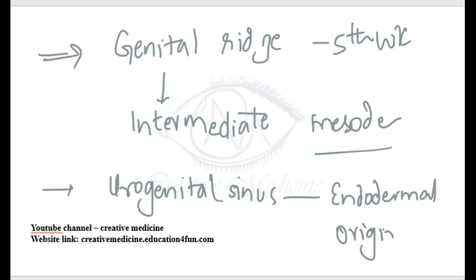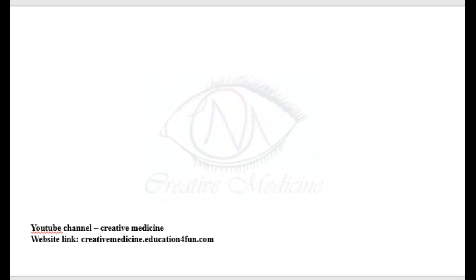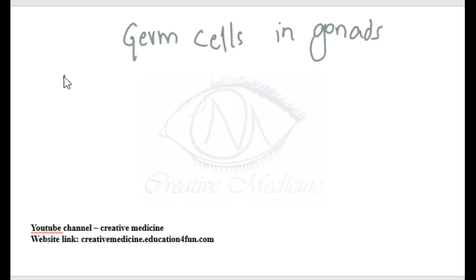Germ cells. Germ cells are present in the gonads. Germ cells are derived from the primitive ectoderm or ectoblast or epiblast.